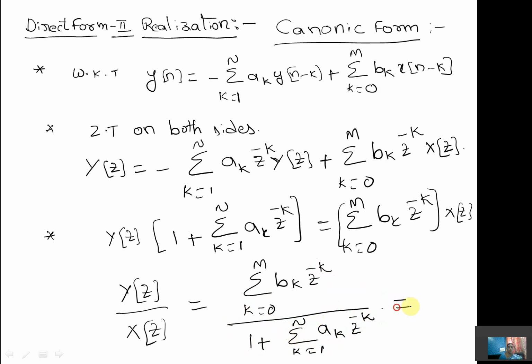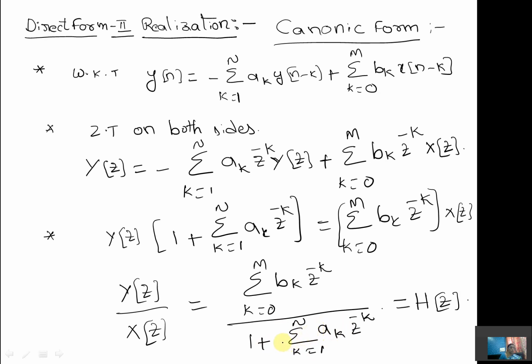It is said to be h of z, the transfer function of the particular IIR filter. So observe, from the numerator you can get the zeros, and from the denominator we can get the poles, right?